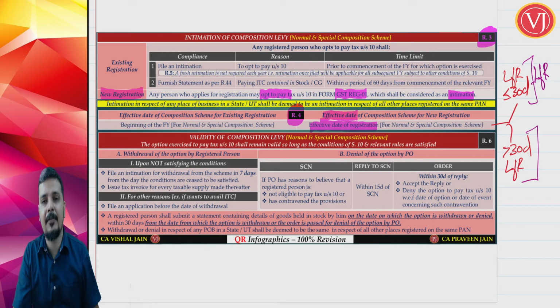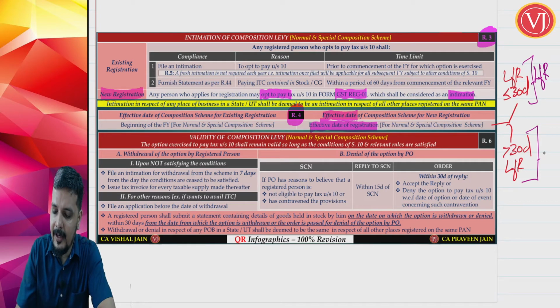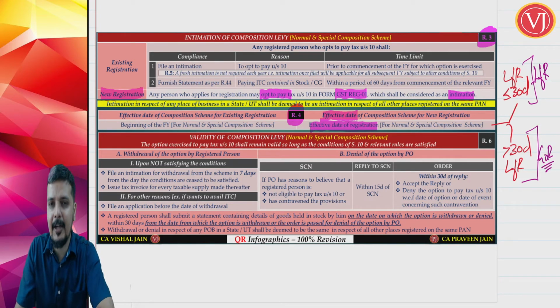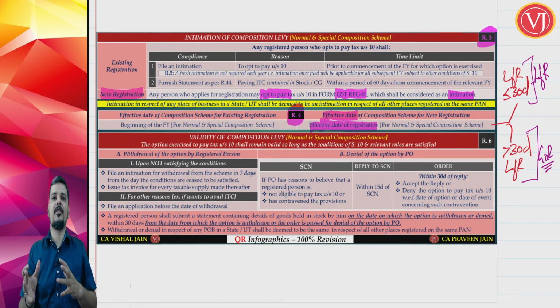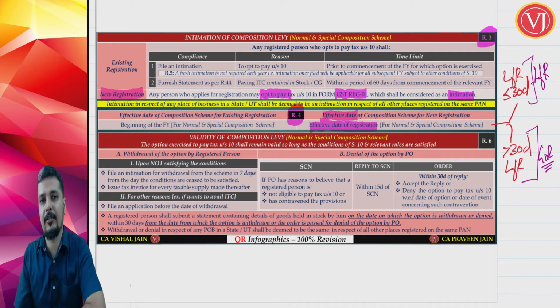If you are applying after 30 days from the date you are liable for registration, it means your effective date from which composition scheme starts is the date of grant of registration. Only from the date of grant of registration you are under composition scheme. Before that you will be under regular scheme, right?